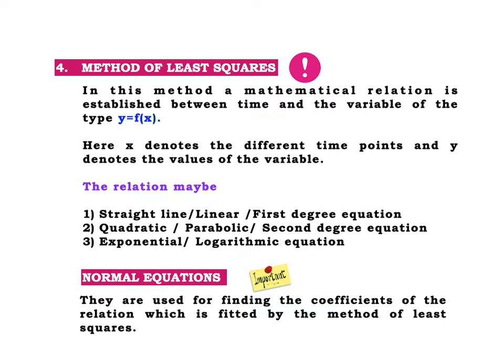Next, I'll define normal equations, which is an important question and it is used in the problems which we are going to solve under the method of least squares. So, what are these normal equations? They are used for finding the coefficients of the relation which is fitted by the method of least squares.